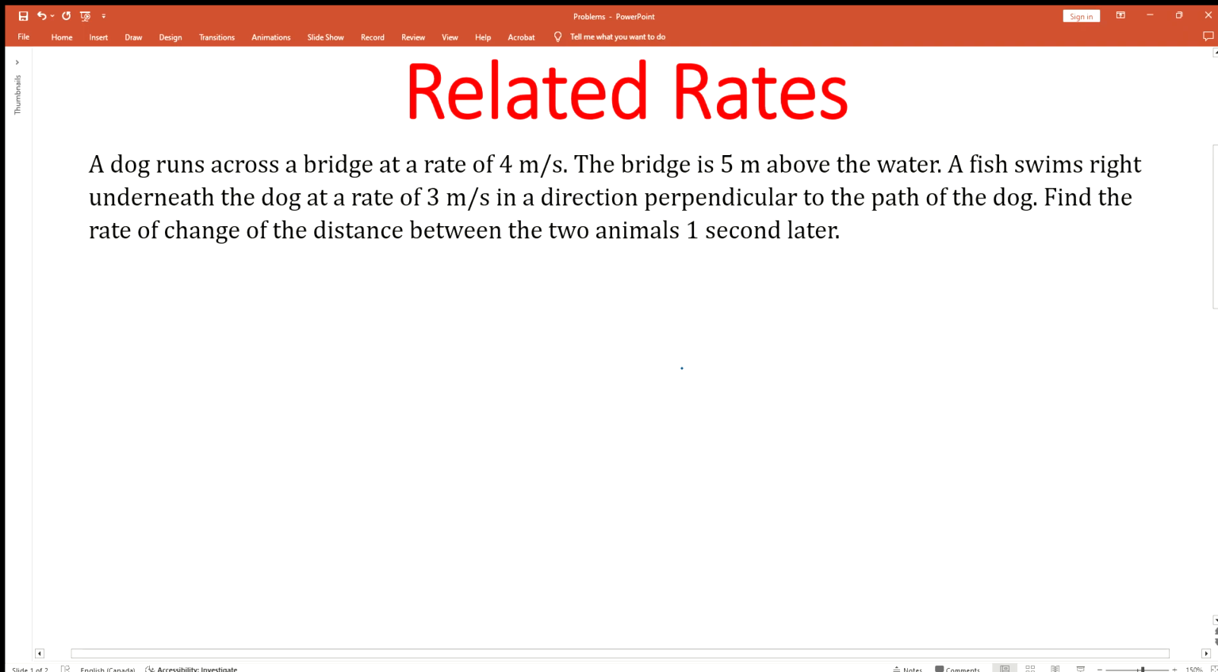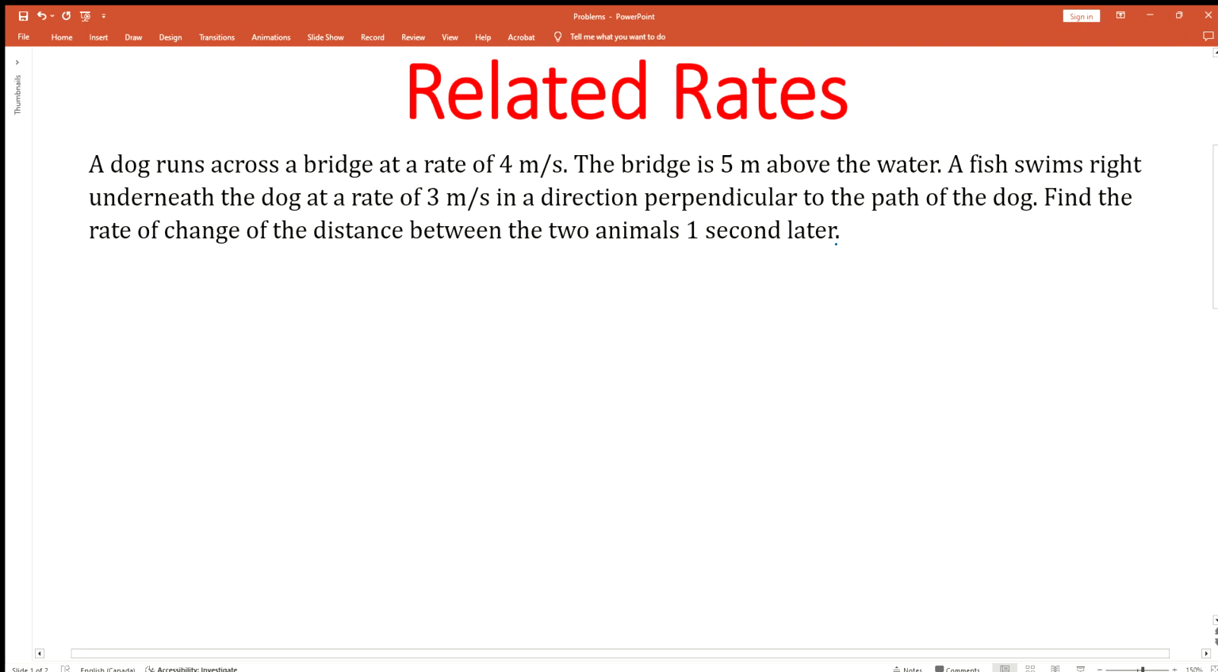In this video, we'll solve a related rates word problem. As per the problem, a dog runs across a bridge at a rate of 4 meters per second. The bridge is 5 meters above the water. A fish swims right underneath the dog at a rate of 3 meters per second in a direction perpendicular to the path of the dog. Find the rate of change of the distance between the two animals 1 second later.